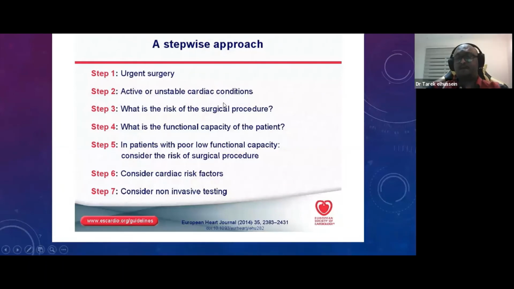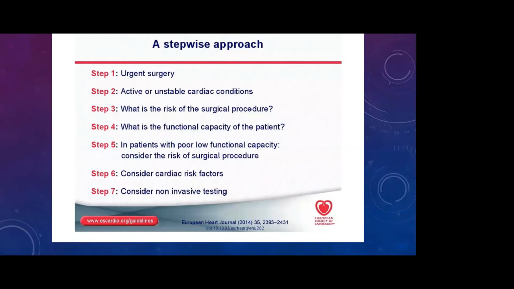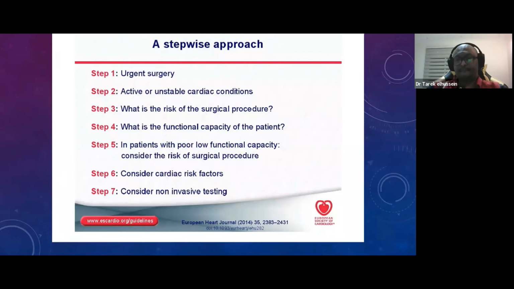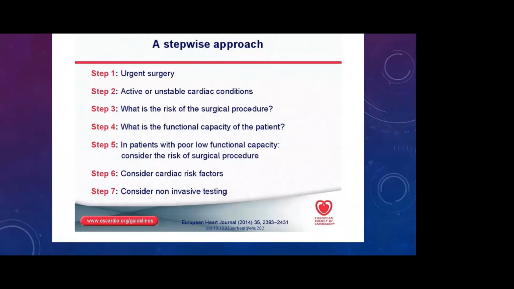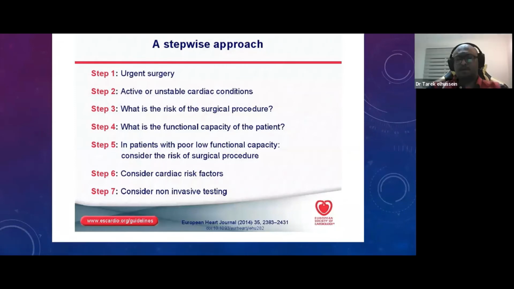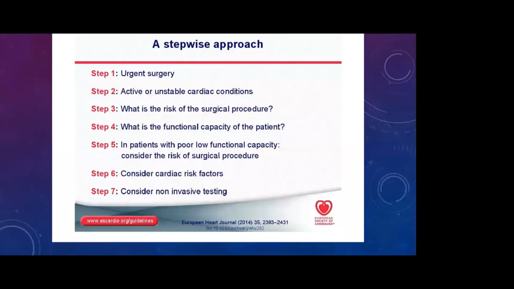Does he have an active cardiac condition? The answer is no. So your patient doesn't have an active cardiac condition. What is his functional class? Is he asymptomatic? Yeah, asymptomatic. Accidentally, they found that he has atrial fibrillation. Okay. Is he able to climb one flight of stairs? Yes. Okay, so he's a good functional class.